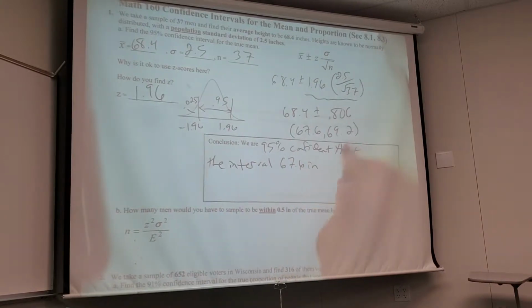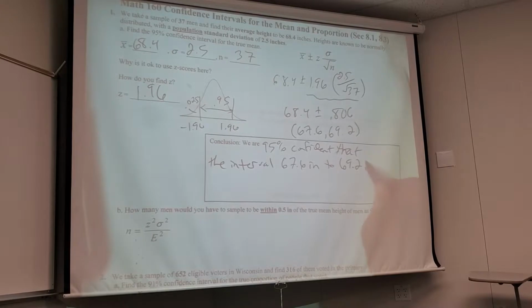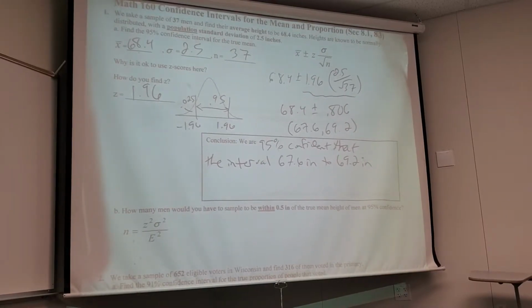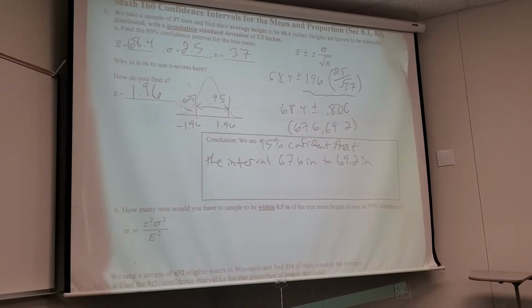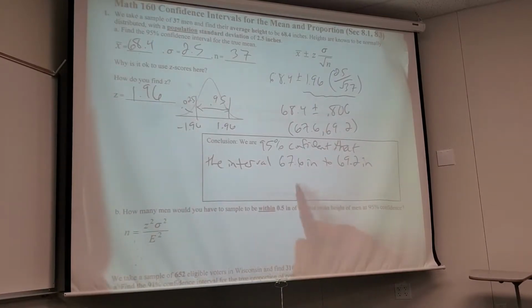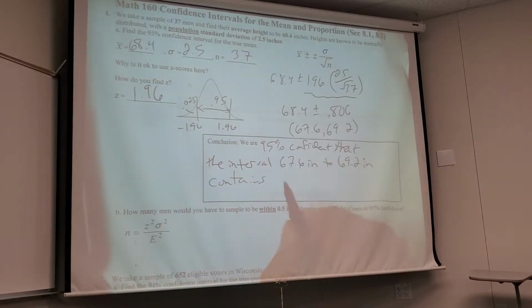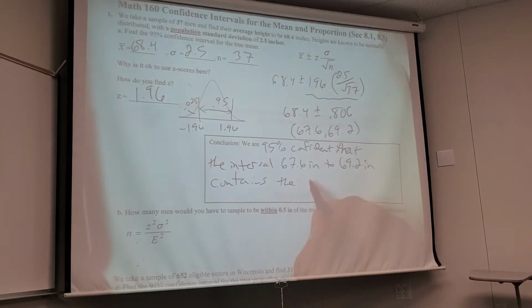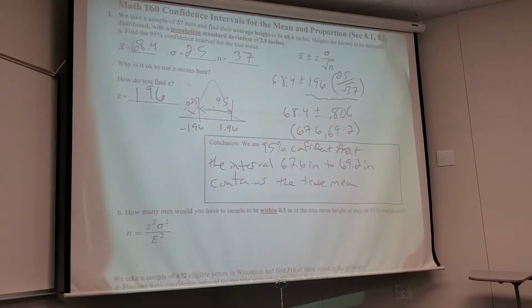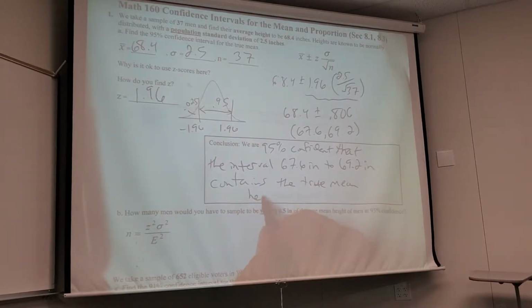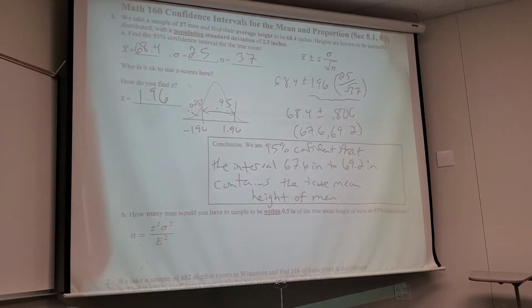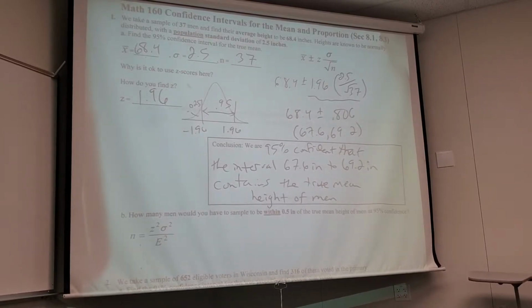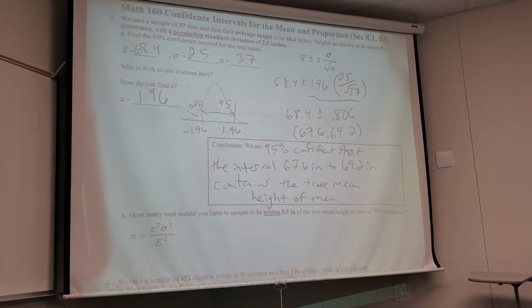67.6. There you go. Somebody saved you from me being all, yards. That the interval this to this does what? Contains, you could say captures, contains the true mean what? Height of men. True mean height of men.